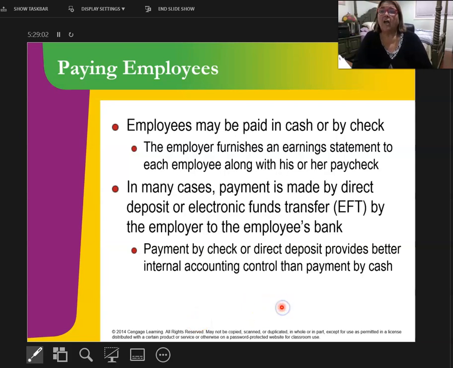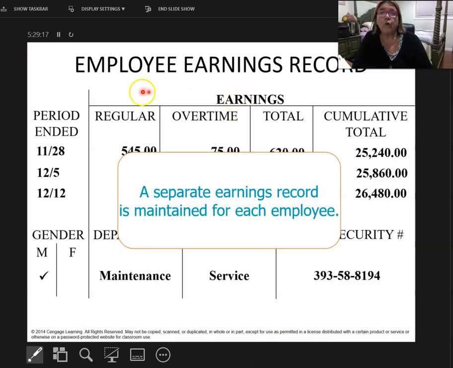So now let's talk about paying the employee. You should really never pay in cash. You should always prefer to give them a check or do direct deposit. Actually, most people prefer that. Each employee has an employee's earnings record, and here's what I'm going to keep on that.